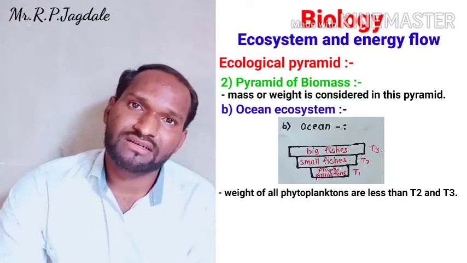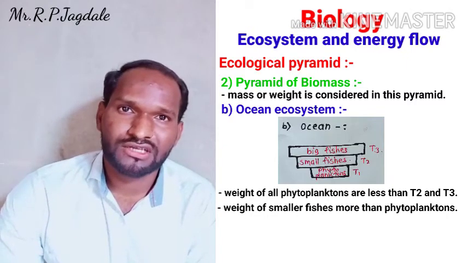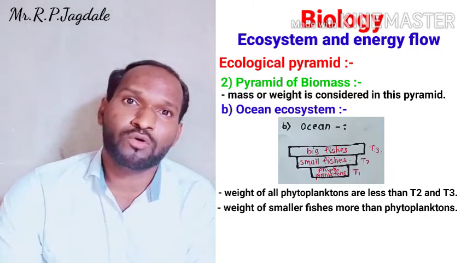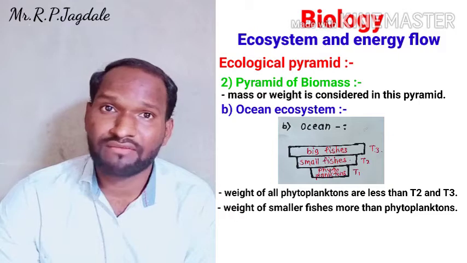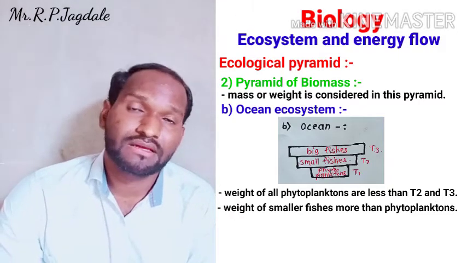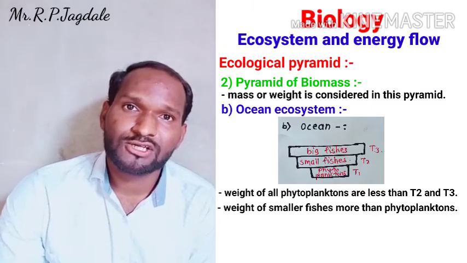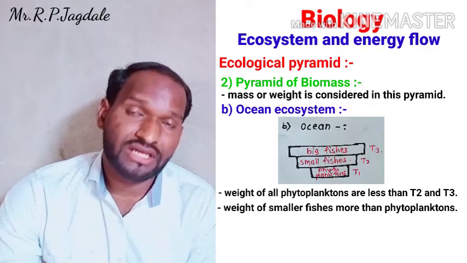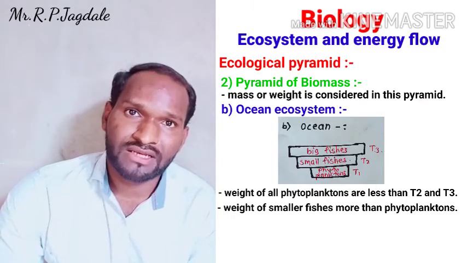Then coming to the second trophic level, that is fishes, smaller fishes. Now the fishes, cumulatively, their weight is more than that of the total phytoplanktons. The fishes are heavier than the phytoplankton. So their weightage is going to increase. So the second trophic level is larger than the first trophic level.